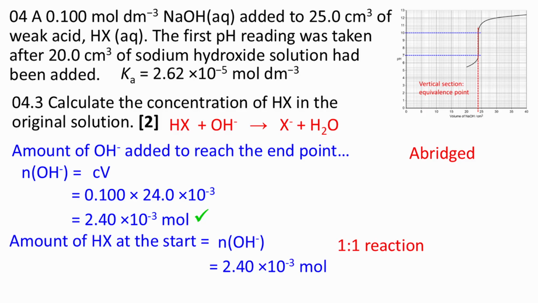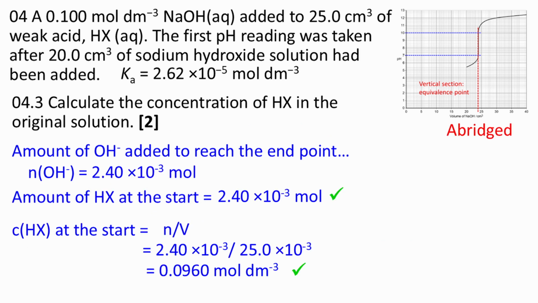HX and OH minus react in a 1-to-1 ratio. The amount of HX present at the beginning of the reaction is equal to the amount of OH minus required for neutralization. This is equal to 2.40 times 10 to the minus 3 moles. To find the concentration of HX at the beginning of the reaction, divide the amount by volume. The volume of HX is given in the question, 25 centimeters cubed, which must also be converted to decimeters cubed. The concentration of HX in the original solution works out to be 0.0960 mole per decimeter cubed, and this gains the second mark.